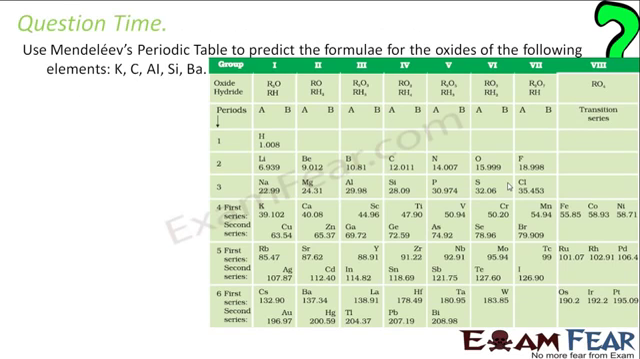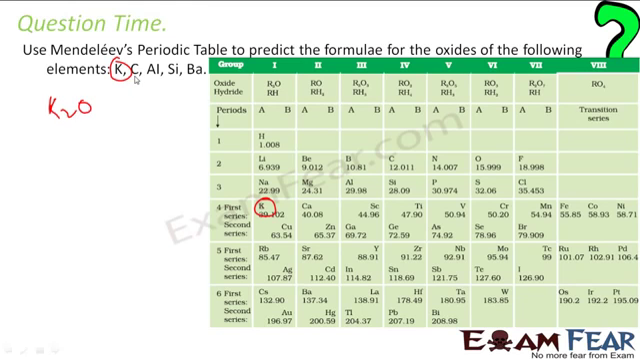Using a Mendeleev periodic table, predict the formula of oxides for all these. Right, let's do that. So if you see, the first one is K, potassium. Let's see where K is. K is here, right? It's in group 1. For group 1 it is the R2O form. So K will be in this form, K2O.